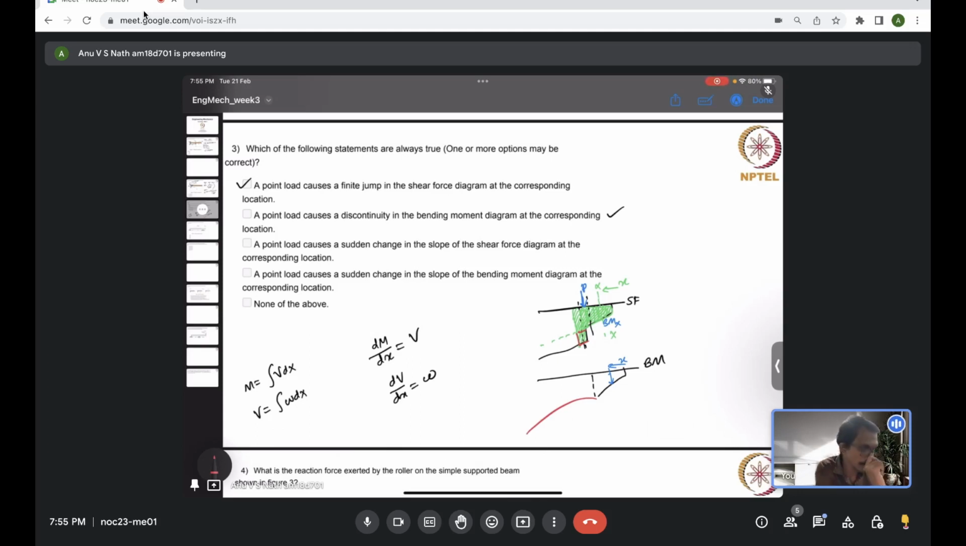discontinuous, because the slope of the bending moment diagram is supposed to be the shear force diagram. So we already know there should be a discontinuity in the shear force. That means the slope of the bending moment should be discontinuous, not the bending moment itself. It is discontinuous because of a point load. Is this clear?